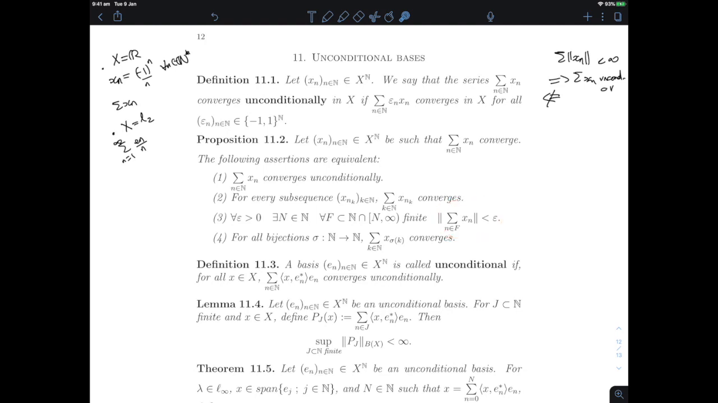But this is telling you that you don't have to pick consecutive natural numbers. You can pick any finite F as long as it's far enough into the naturals, and you will have this property. So this is a reinforcement, if you want, of the Cauchy criterion, which already hints at the idea that it doesn't matter if you reorder the natural numbers when dealing with an unconditionally convergent series. So this is what we're going to do first. We're going to prove in this video proposition 11.2, to understand the different ways that a series converges if it is to converge unconditionally.